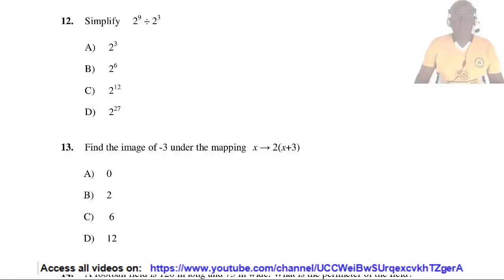Question 12. Simplify 2 raised to the power 9 divided by 2 raised to the power 3. Since it's division, we shall subtract the indices. So 2 raised to the power 9 minus 3, which equals 2 raised to the power 6. So the answer is B.